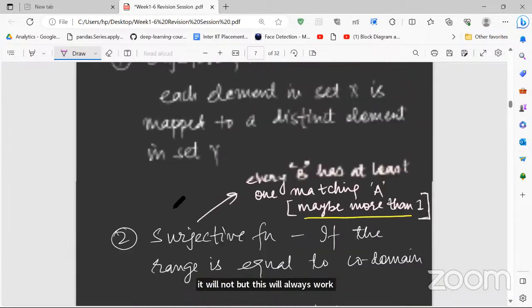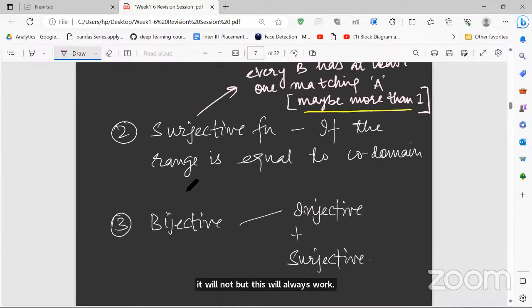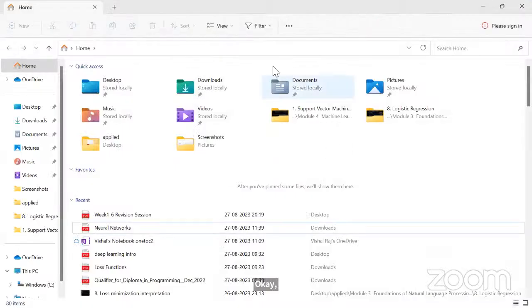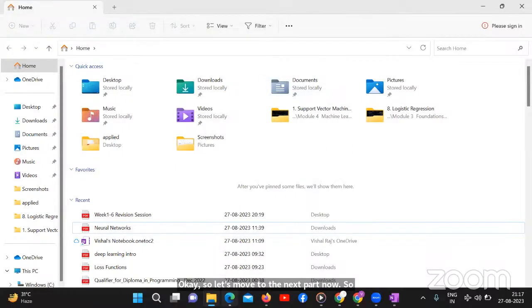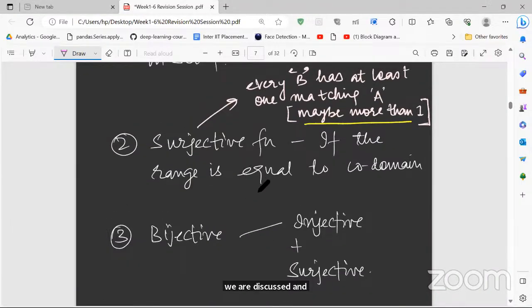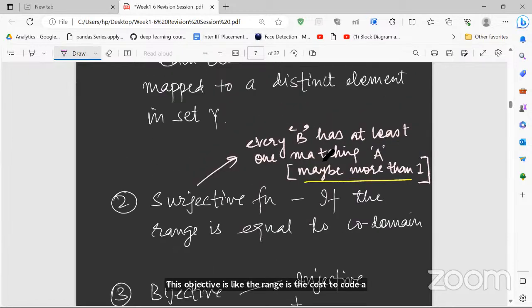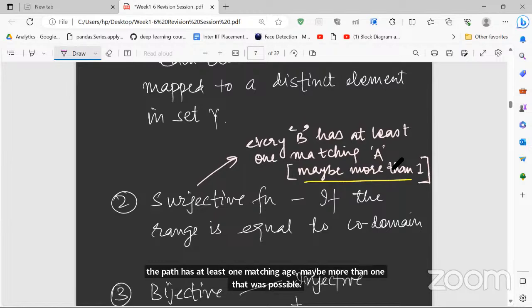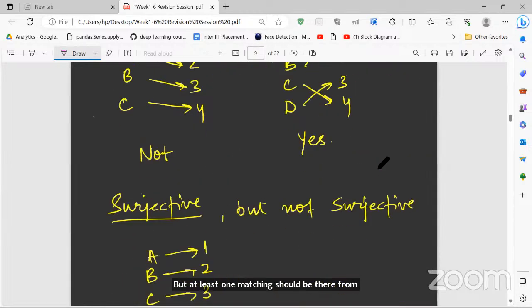Okay, let's move to the next part now. Injective we have discussed, and surjective is very different. Surjective means the range is equal to the codomain, or you can say that every element in B, the other part, has at least one matching A. Maybe more than one, that is also possible, but at least one matching should be there from A. Okay, let's see the example.